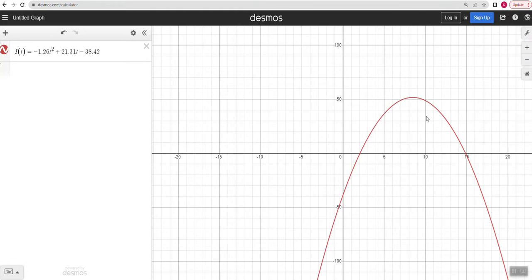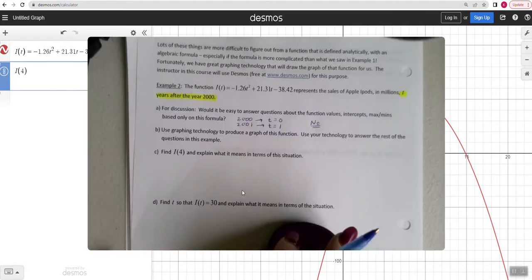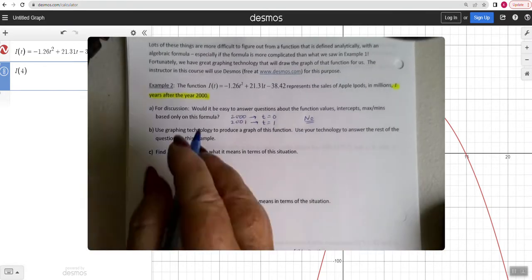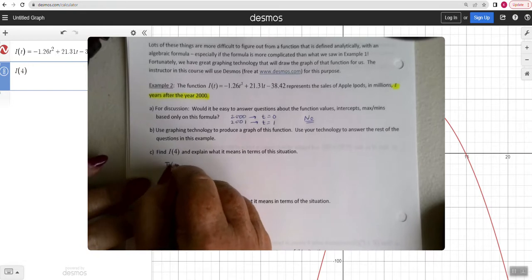All right, the first question on our paper said to find I of 4 and explain what it means. So first of all, let me just do I of 4. Again, Desmos totally understands function notation, so I can simply type it in that way. It automatically put the 4 in for the t values for me and gave me a result of 26.66. So I of 4 is 26.66.